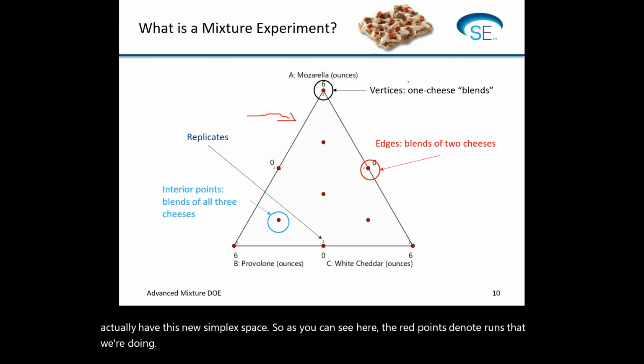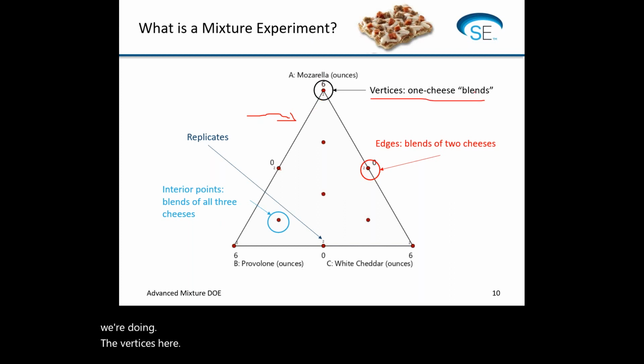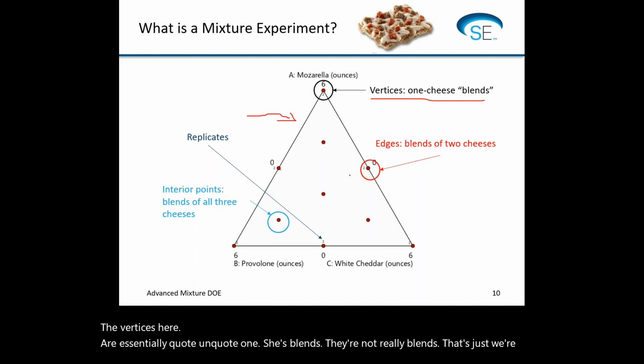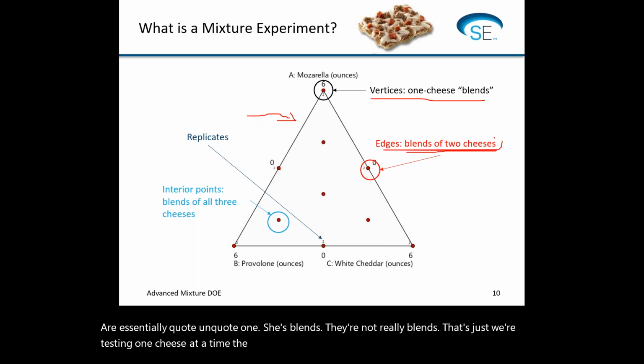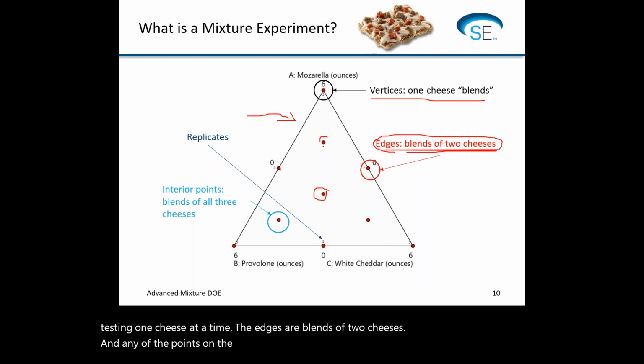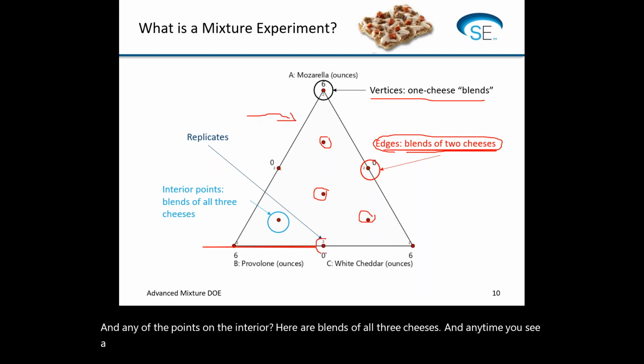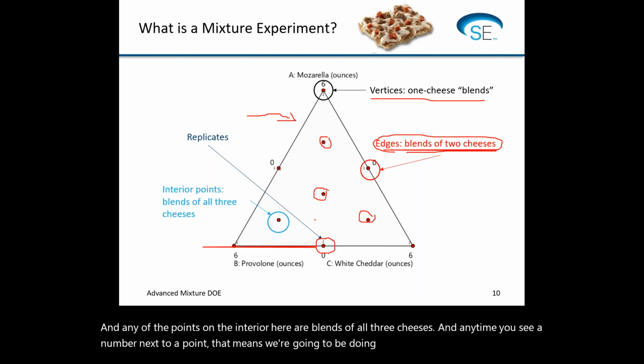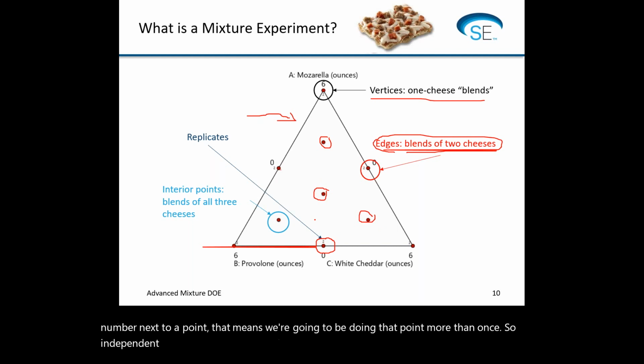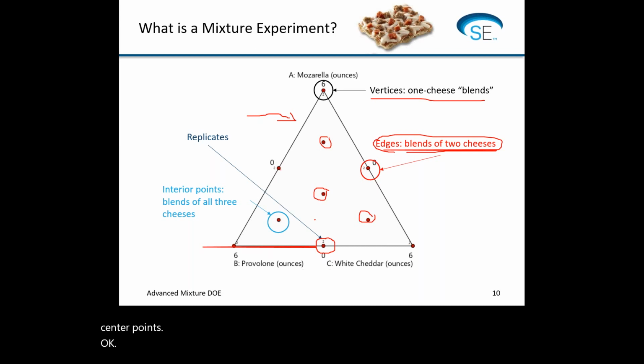The vertices here are essentially quote unquote one cheese blends. They're not really blends, it's just that we're testing one cheese at a time. The edges are blends of two cheeses, and any of the points on the interior here are blends of all three cheeses. And anytime you see a number next to a point, that means we're going to be doing that point more than once. So independent replicates, just like you would in maybe a factorial design with center points. Okay, so this looks a little bit different, but really the idea is the same.